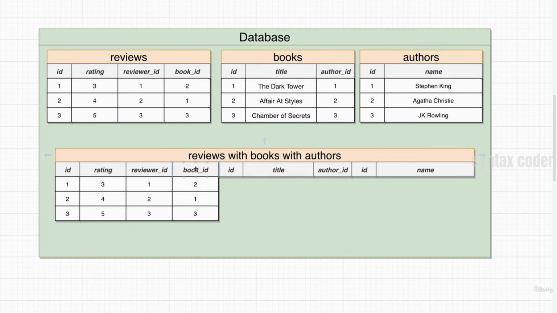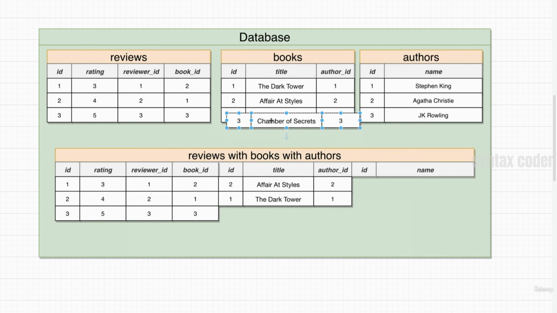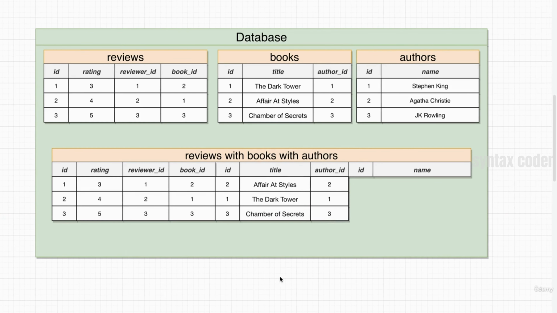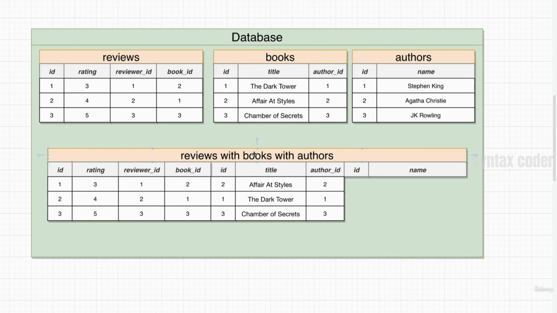And when we join this in, we're going to take a look at every one of our reviews. We're going to look at the book ID column and try to match the value inside there to one of the rows inside of books. So we've got a book ID of 2. That would match up with Affair at Styles. So we put that right there. We've got a book ID of 1. That would match up with The Dark Tower. And then finally, a book with ID 3. That would match up with Chamber of Secrets. Okay, so there is reviews and books. That's a normal join. We have gone through this process many times.